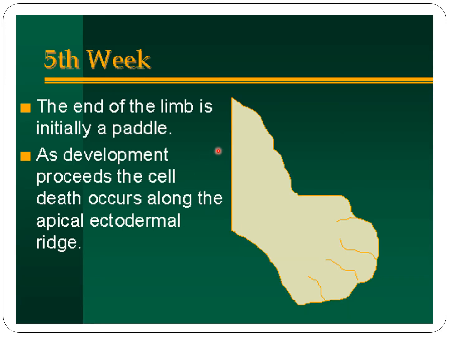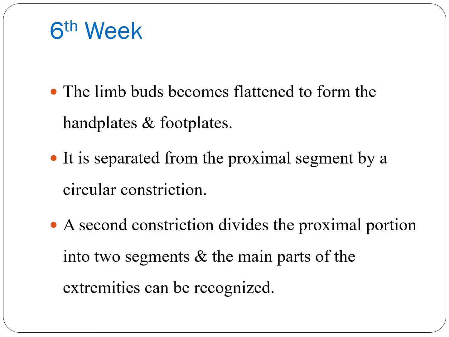In the 4th or 5th week the limb bud appears, and in the 5th week the end of the limb is initially just like a paddle, a flat area. As development proceeds, cell death occurs along the apical ectodermal ridge. In the 6th week of intrauterine life, the limb buds become flattened and form the hand plates for the hand and foot plates for the foot.